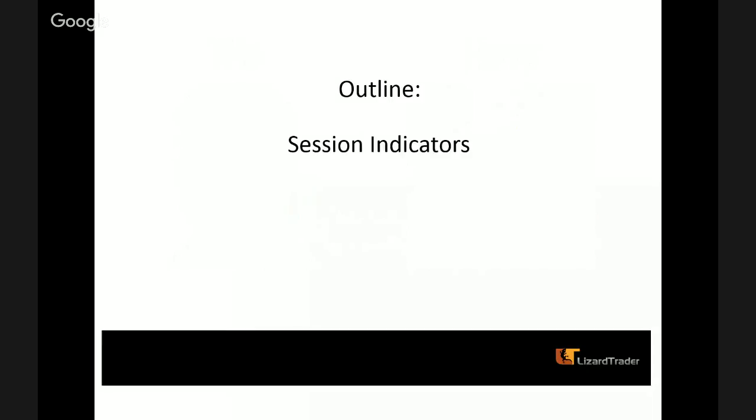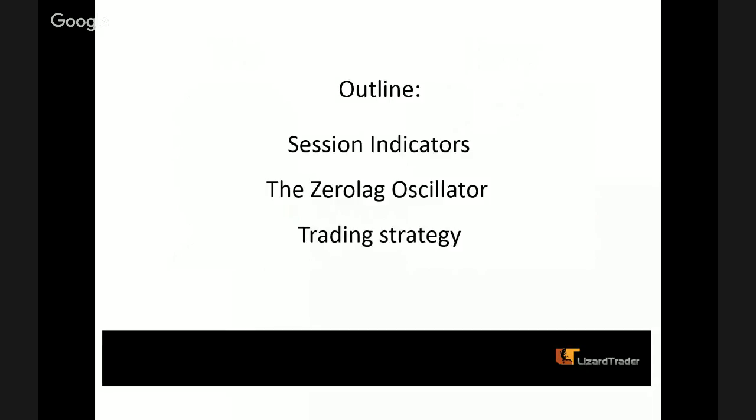All right, I will also have a tool for timing your entries here today, namely the zero lag oscillator. And in that regard, I will look at some simple rules for creating trading setups, basically going over the type of conditions that you want to see before you enter the market. And towards the end of the webinar here today, you will then have a good overview of our trading strategy that we use with the session indicators and the zero lag oscillator.